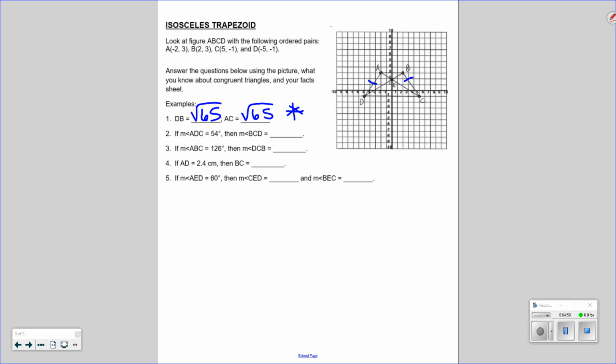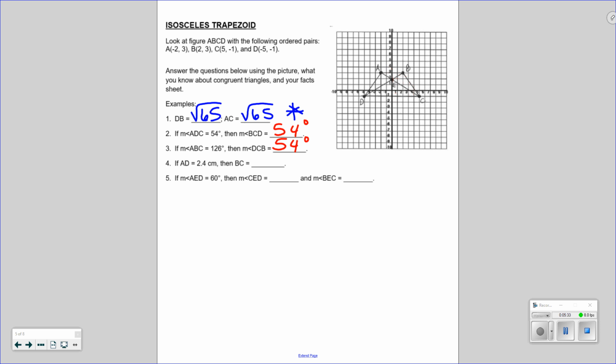Then if the measure of angle ADC is 54 degrees, then what's the measure of angle BCD? Well, on our fact sheet, the base angles are also congruent. So those are angles on the same base, so this should be 54 degrees. Then if angle ABC is 126, that's this one, then what's the measure of angle DCB? And that would be this one. So again, these lines are parallel. The side BC is a transversal, so 180 minus 126 gives us 54 for that angle by same side interior angles theorem.